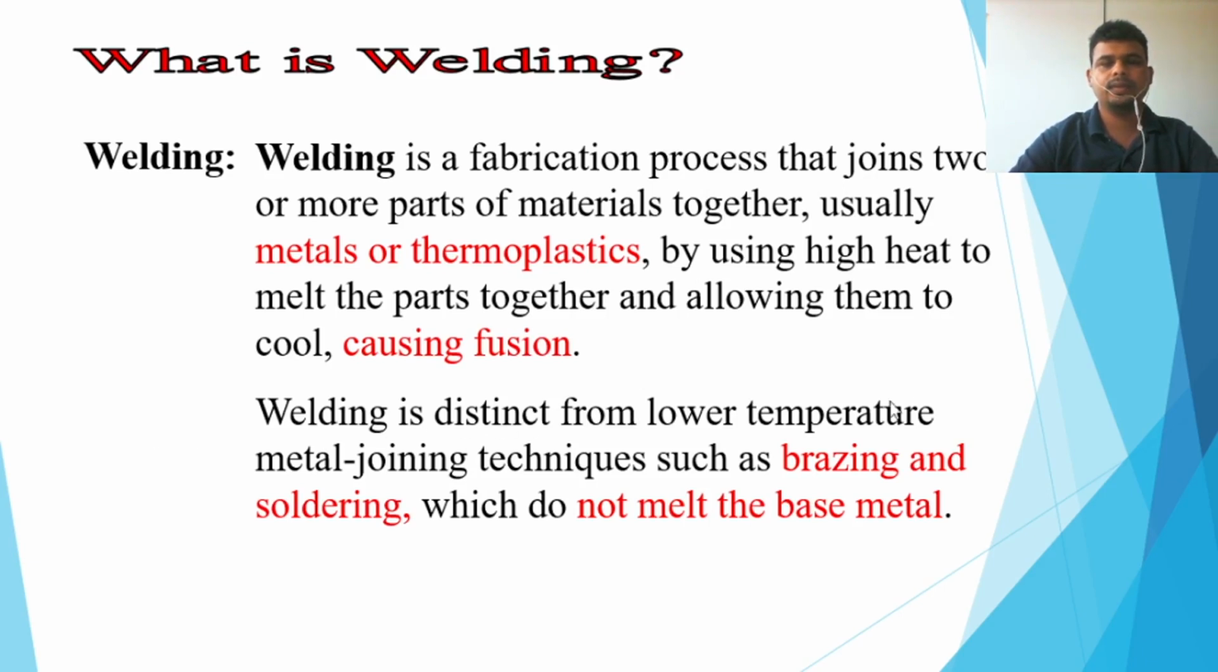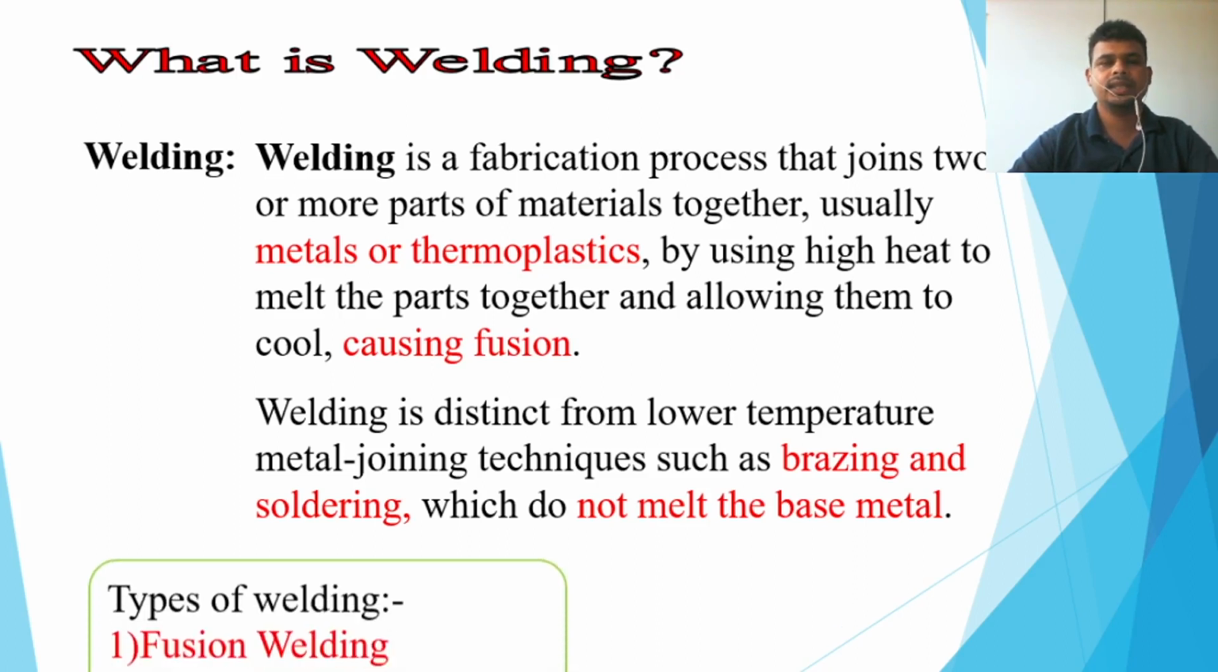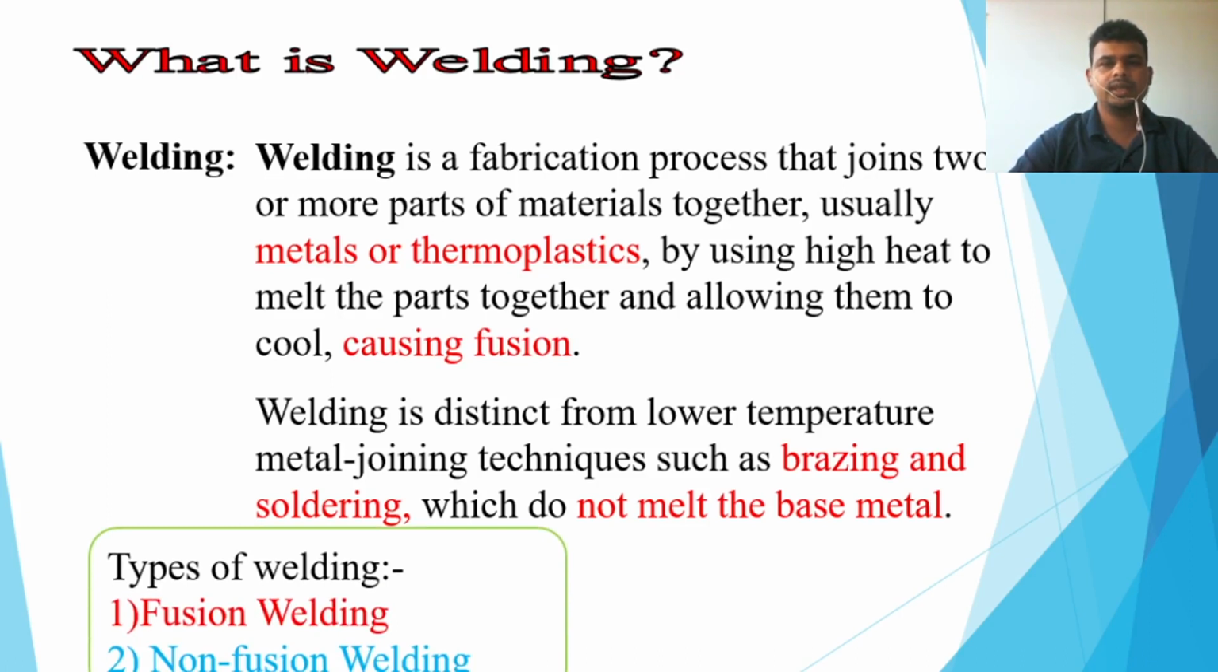Welding is distinct from lower temperature metal joining techniques such as brazing and soldering, which do not melt the base metal. That means brazing and soldering are also metal joining techniques, but in these techniques the base metal does not melt. So from this definition we can say there are two types of welding: one is fusion welding and another one is non-fusion welding. Welding has many processes, and about the processes we will discuss in a series of lectures.